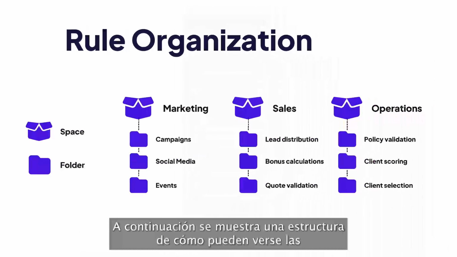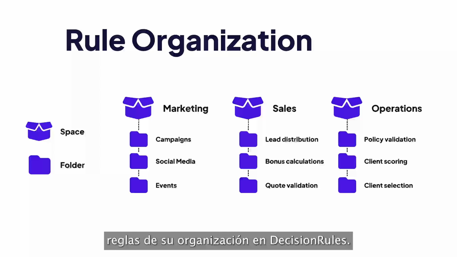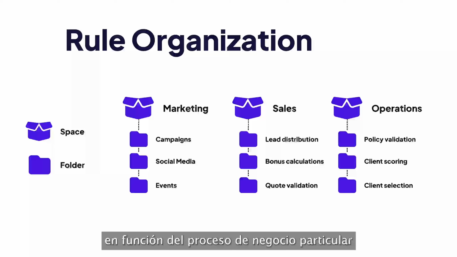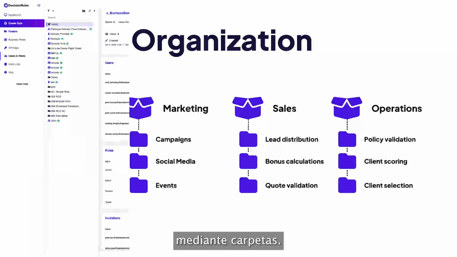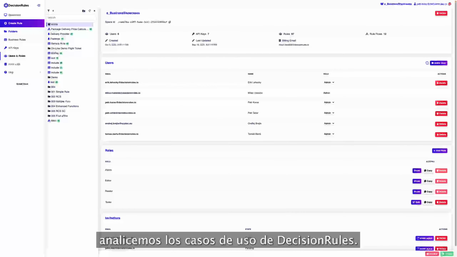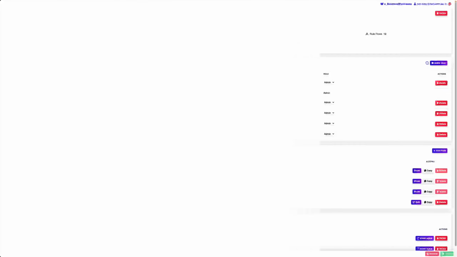Here's a structure of how rules of your organization can look like in DecisionRules. Separated teams, each with rules organized based on a particular business process using folders. Now you know the tool a bit more, so let's discuss the use cases of DecisionRules.